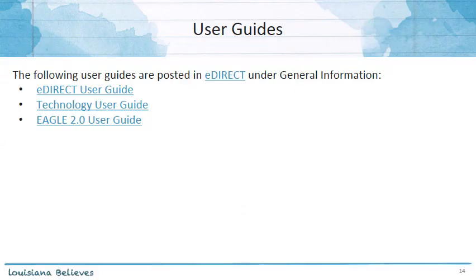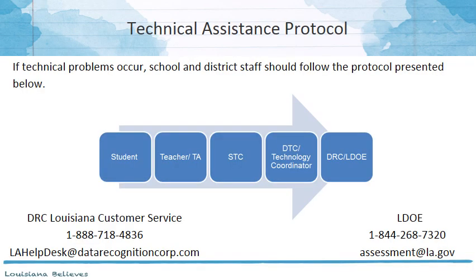For any additional support, you can always access our user guides. The eDIRECT user guide in particular will have a comprehensive overview of every tab within eDIRECT. Additionally, that EAGLE 2.0 user guide, because EAGLE 2.0 ties into interactive reporting, will have a section on interactive reporting. And then our technical assistance protocol is displayed below for our school and district staff. If you have any questions that cannot be answered following the protocol, please reach out to Drc Customer Service. The phone number and email are listed below. And of course, any questions can be emailed to assessment@la.gov. This concludes our overview of interactive reporting.